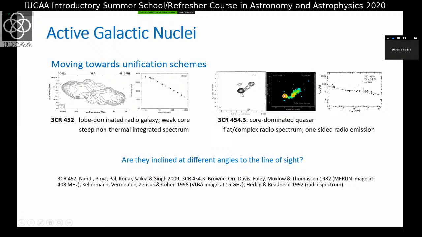So we have core-dominated flat spectrum objects, and we have lobe-dominated steep spectrum objects. Now, given our discussions earlier today, that we see a prominent core when the nuclear jets are beamed at us, and we see a weak core when it is inclined at large angles to the line of sight, then we are quite in our right minds if we ask ourselves the question: are these the same kinds of objects? We are just seeing them at different angles to the line of sight.